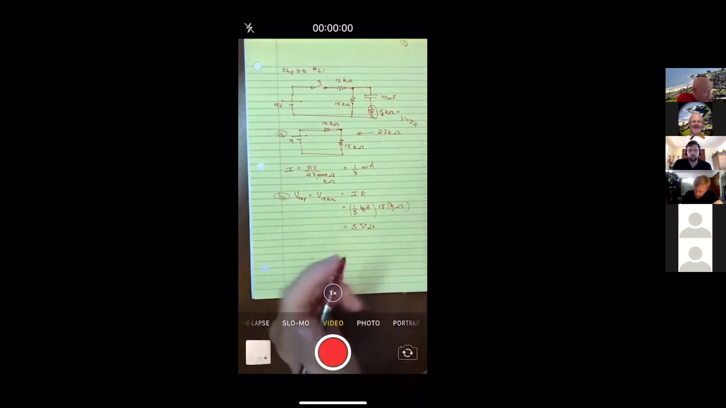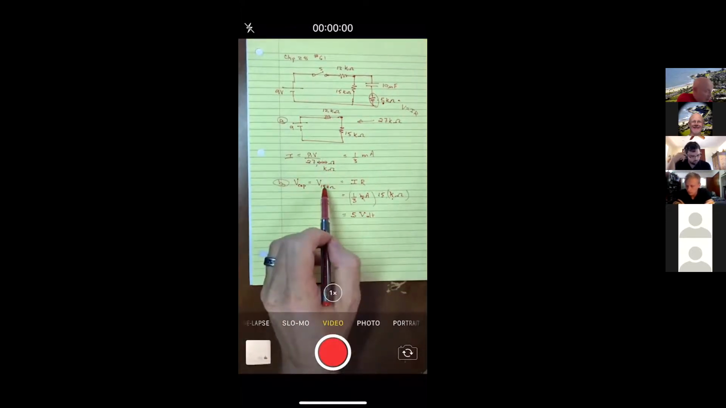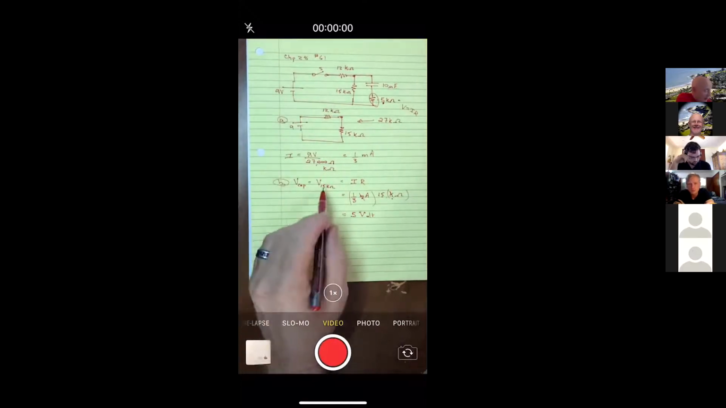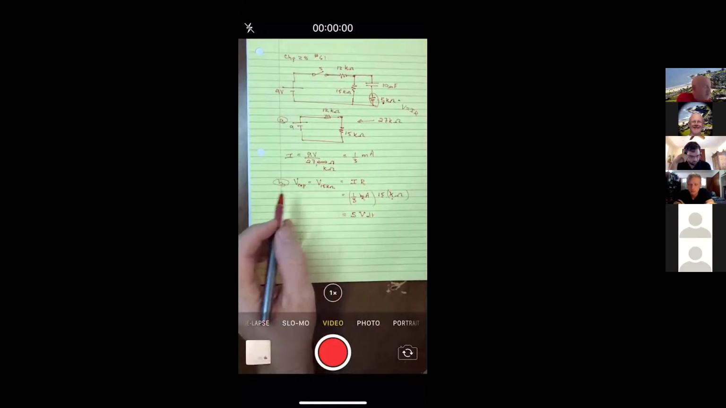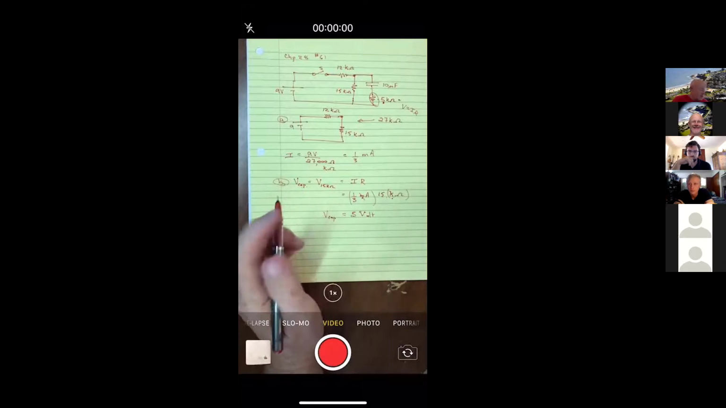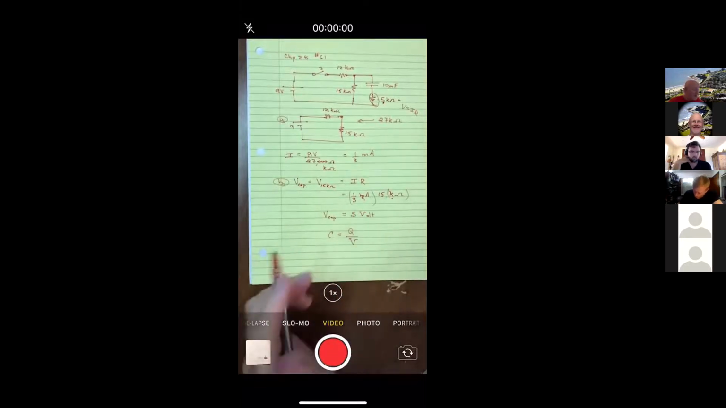So again, let me just say the same thing. This is telling me that I have 5 volts across this 15 kilo ohm resistor, and I have argued that that would be the same as the capacitor. So now I know the voltage on the capacitor, and I know its capacitance. Anytime you know any two of these three, you can find the third.